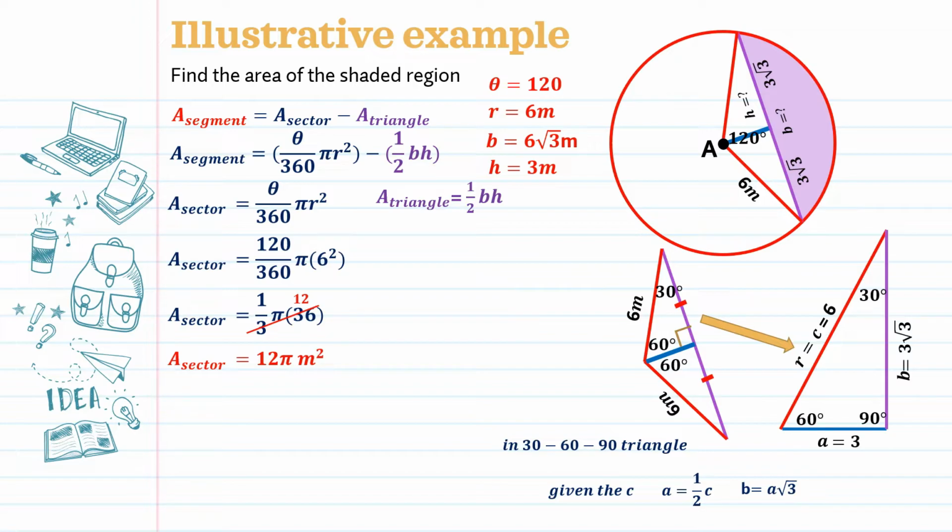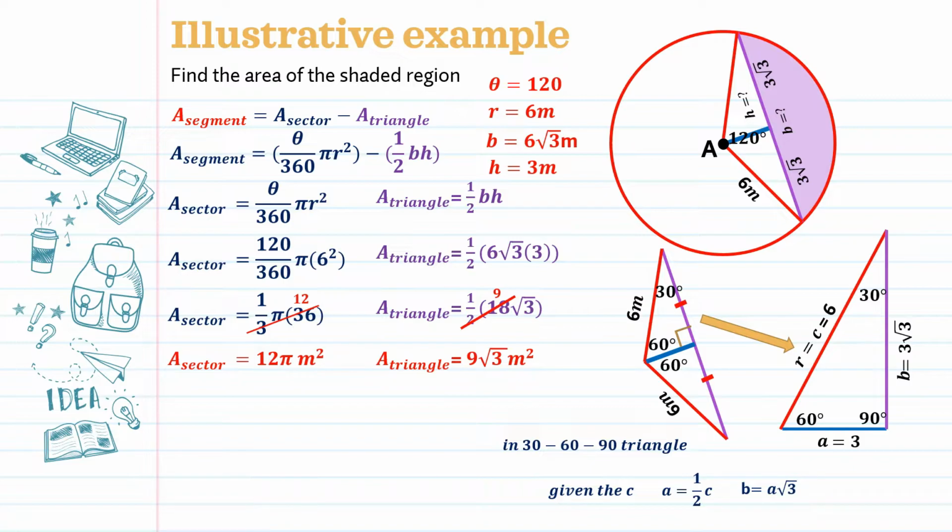So after finding the measure of base and height, we can now use the formula to solve for the area of triangle. And that will give us 1/2 of 6 square root of 3, replacing the base, times 3, replacing the height. Then multiplying this expression, we will have 1/2 of 18 square root of 3. Then getting the 1/2 of 18 square root of 3 will give you 9 square root of 3 meters squared.